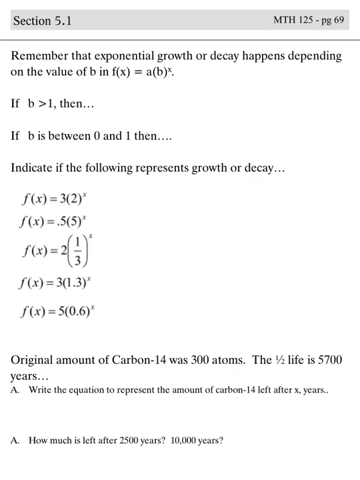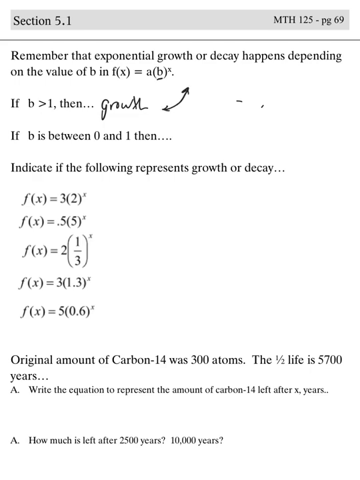Okay, so I am looking at page number 69. Remember that exponential growth or decay happens depending on the value of b in the setup formula, a times b raised to the power of x. So b is a multiplier, and b tells you everything that you need to know about whether or not something is growing or decaying. If b is bigger than 1, then it's growth, and it looks like this.